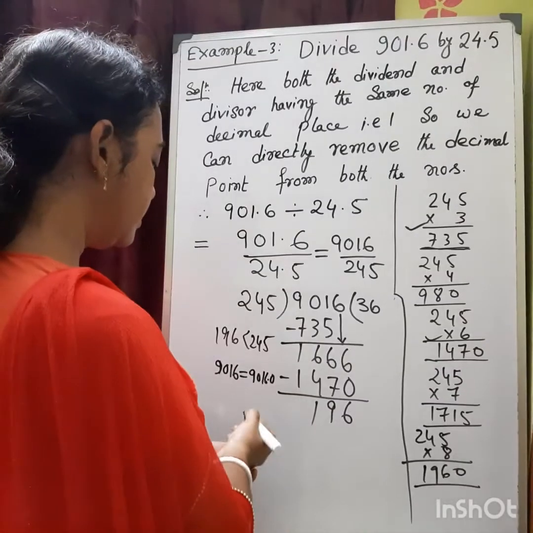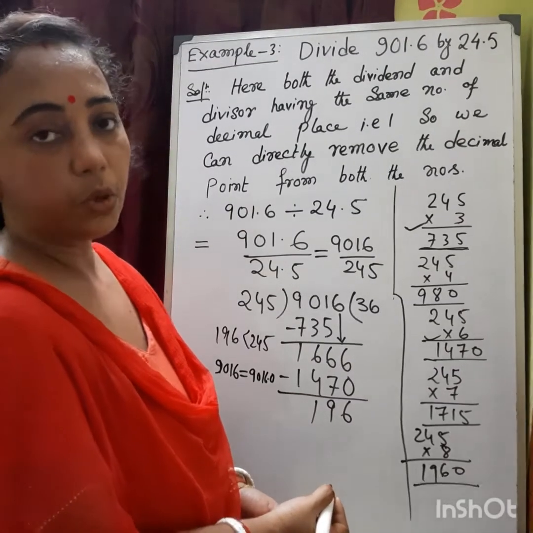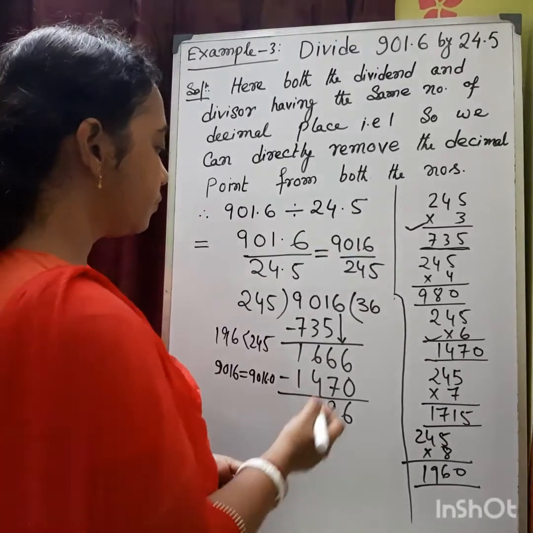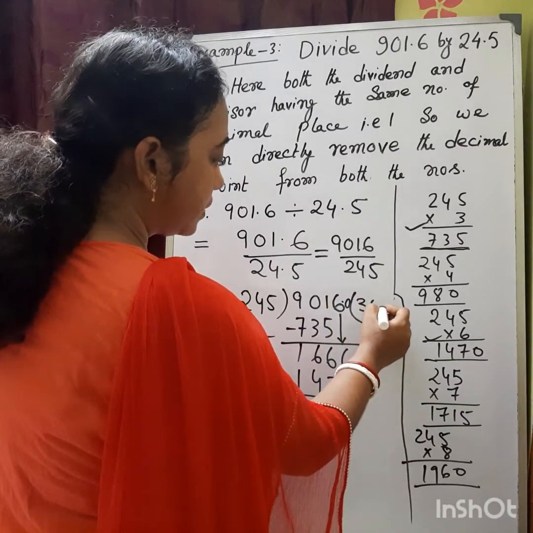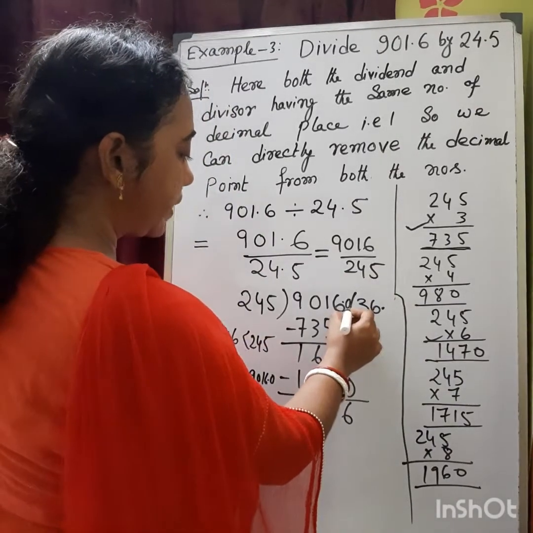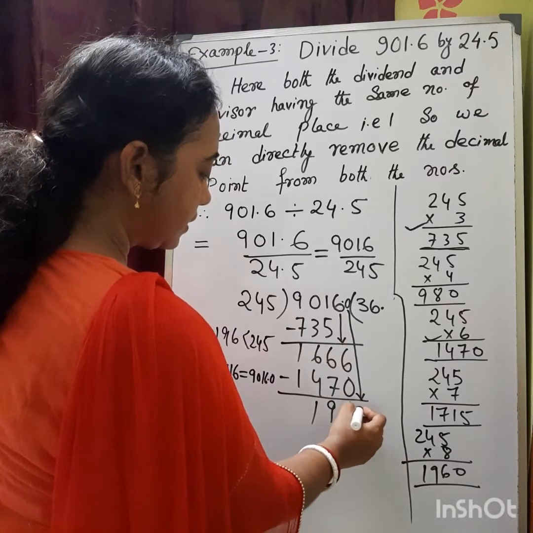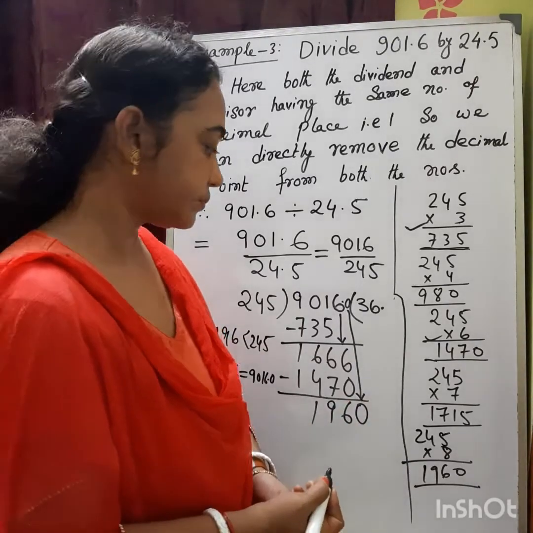So after 6, if we put a decimal point and then put 0, the value of the whole number remains unchanged. In this case, we put one decimal point here, then we put 10. Here also, in the place of the question mark, we put one decimal point, then we bring down the 0 to the right of 196. So this becomes 1960.